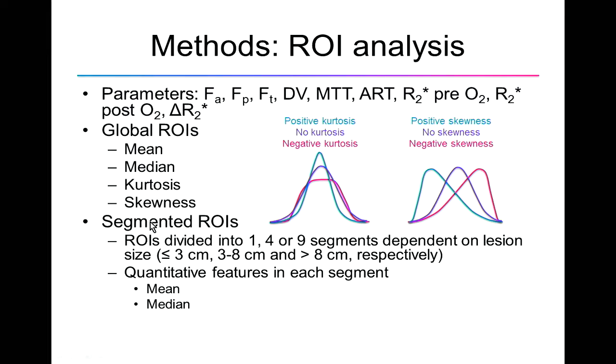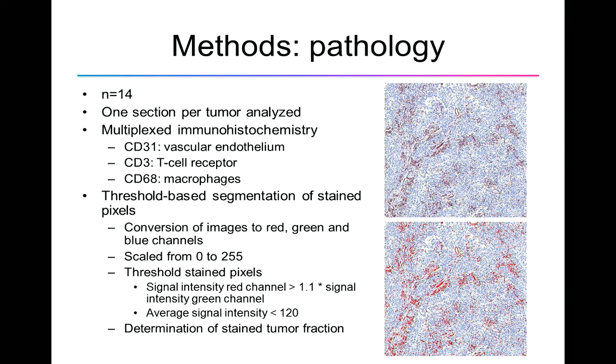In addition to the global ROIs, we also looked at segmented ROIs to account for heterogeneity in the tumors. For this, we divided the ROIs into either 1, 4, or 9 segments, dependent on lesion size. And then we determined the mean and median of all parameters in these segments. We also compared our results to pathology, which was available for 14 patients.